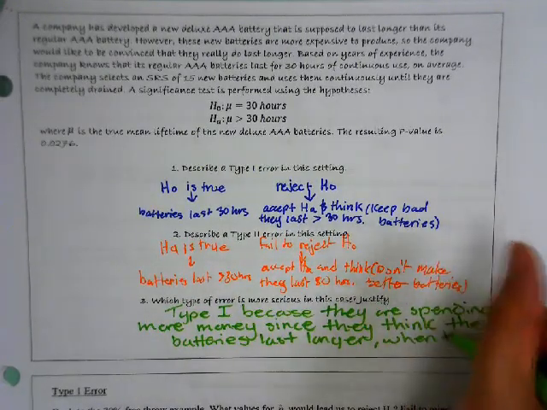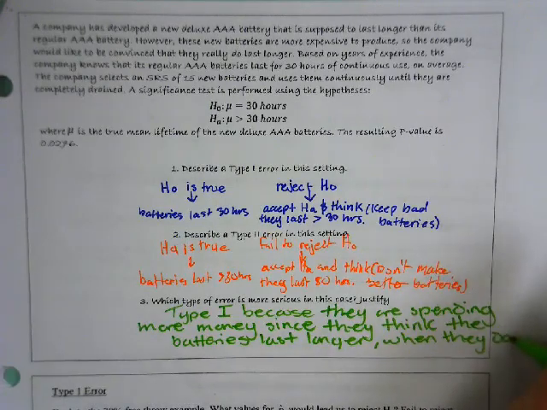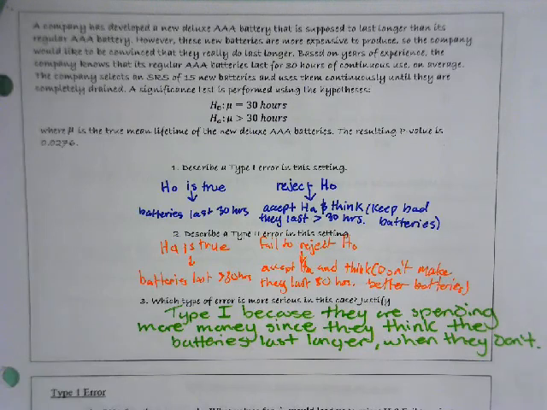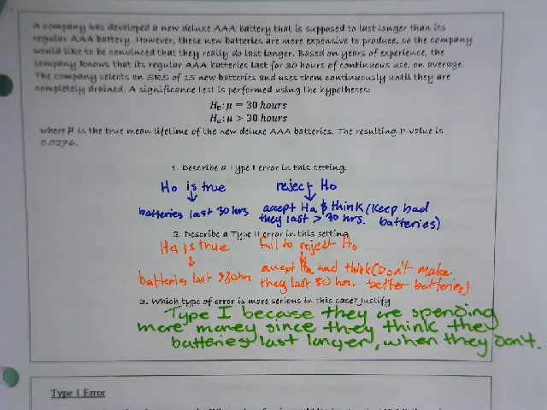Alright, so type 1 error, H null is true, the batteries only last 30 hours. We reject the null and accept the alternative, so we think they last longer than 30 hours. So we're really keeping bad batteries or batteries that aren't any better than the originals.